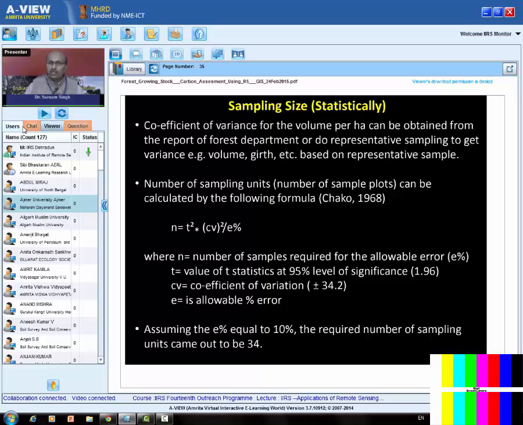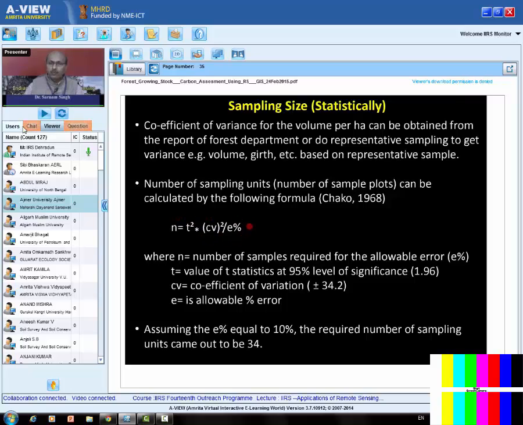We can also use a statistical parameter. There is a formula by Chapo, which says the number of sample plots, n, is t squared, where t is the t-test value, times CV squared, where CV is the coefficient of variation, divided by the percentage error which you are allowing. So any of these methods you can use. This is a statistical method.